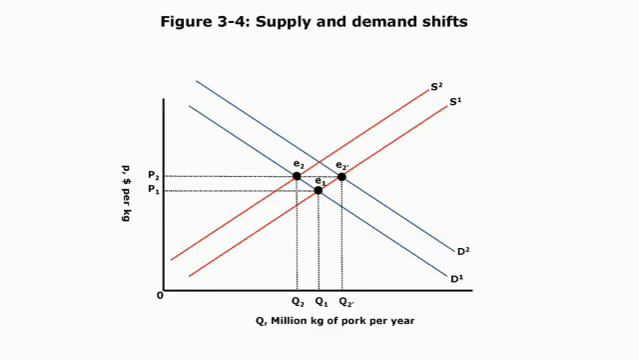Figure 3.4, we start at an initial equilibrium like E1, with a quantity like Q1 and a price like P1. Now, imagine that there was a shift in demand because the price of beef rose, remember? The price of beef rose, and that shifted demand from D1 to D2. What did that lead to? A higher price and a higher quantity.